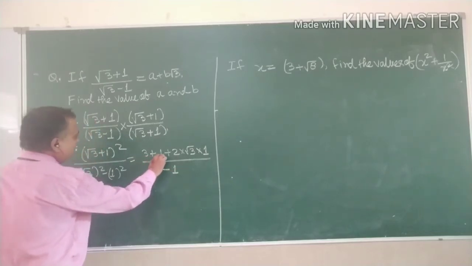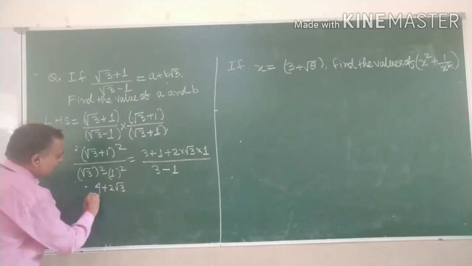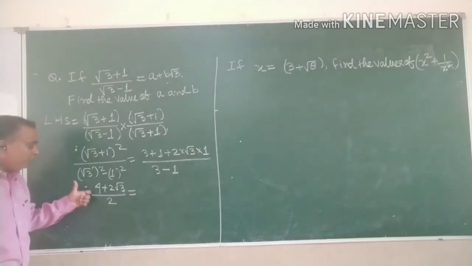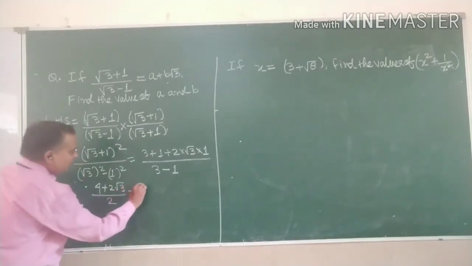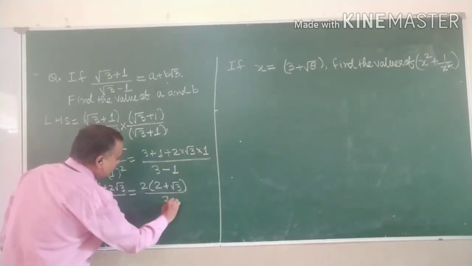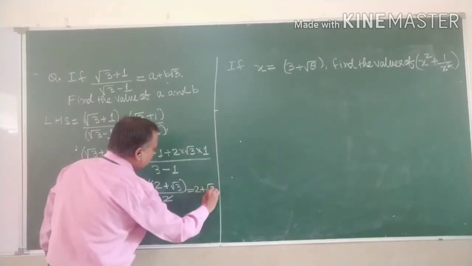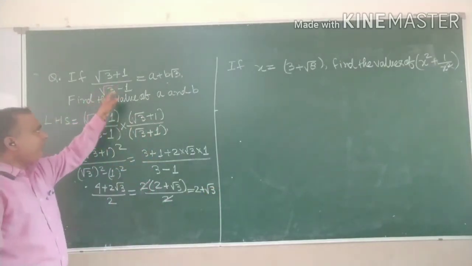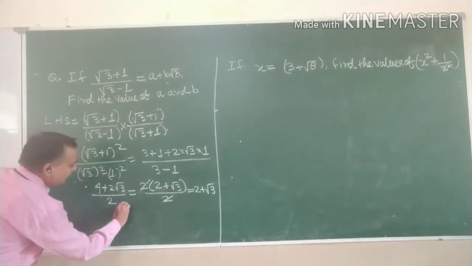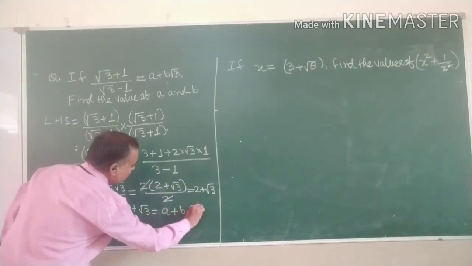Now 3 plus 1, that is 4. So we can write (4 plus 2 root 3) upon (3 minus 1), that is 2. If we take 2 as a common factor from the numerator, we can write 2 into (2 plus root 3) upon 2. Now 2 is cancelled, so the resulting term is 2 plus root 3. Now (root 3 plus 1) upon (root 3 minus 1) is equal to a plus b root 3, so I can write 2 plus root 3 equals a plus b root 3.